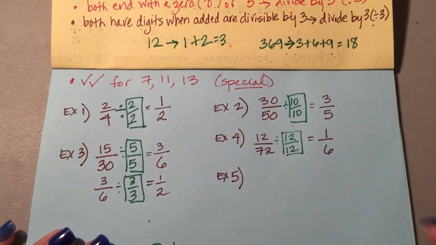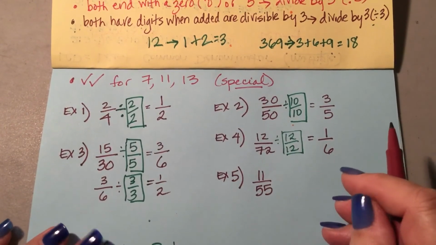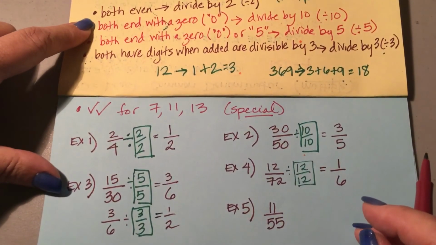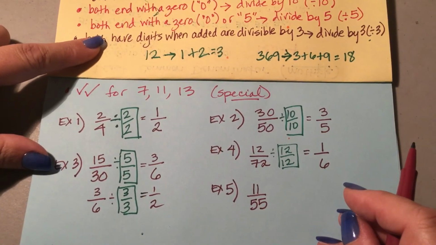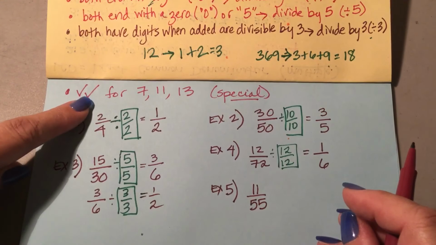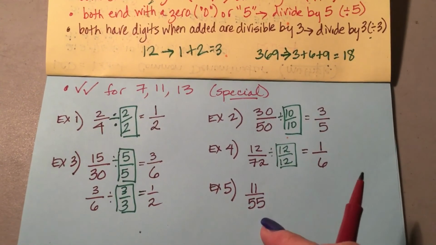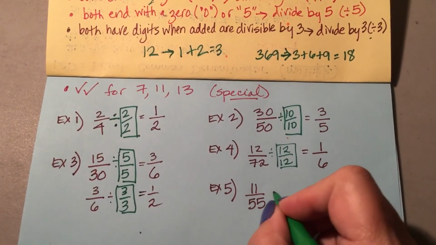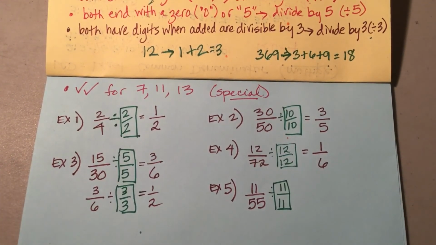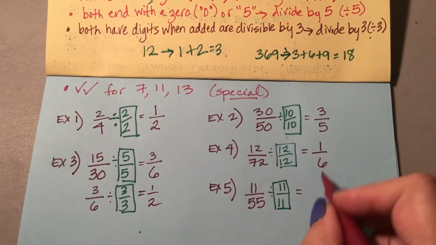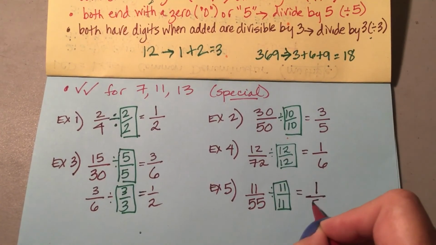Example 5. We're going to use 11 divided by 55. Now, this isn't going to follow any of my rules here. They're not even. They don't end in 0. The digits, when they add up together, don't give me something divisible by 3. So none of this. So it's really one of my specials. Is it divisible by 7, 11, or 13? And so we can see if we know our 11s that this one's divisible by 11. So we're going to divide it by 11 as our fraction of 1. And then we get 11 divided by 11, which is 1, and 55 divided by 11, which is 5.